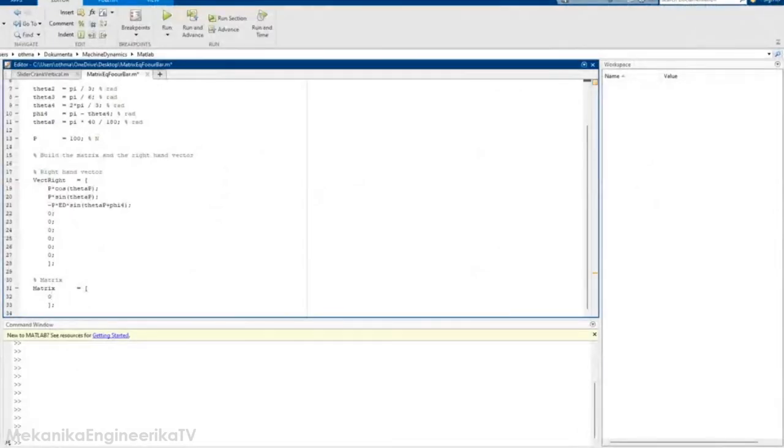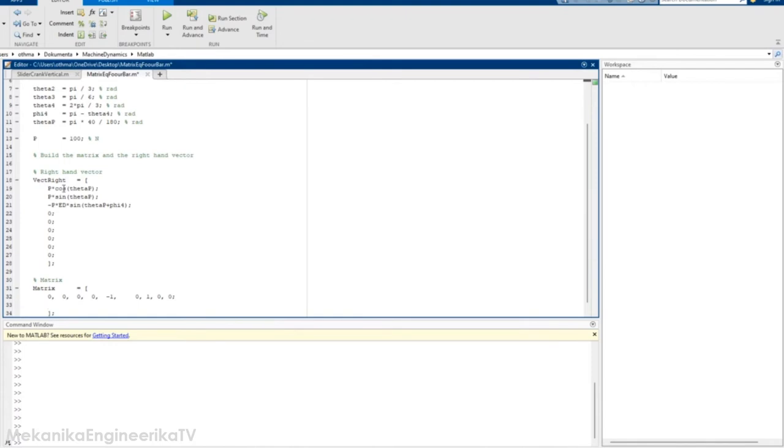First column 0. Now to tell I am moving from one column to another, I can make a space or I can make just a comma. I prefer making a comma. 0 for the second column, 0 for the third, 0 for the fourth, minus 1 for the fifth, 0 for the sixth, 1 for the seventh, and 0 for the eighth, and 0 for the ninth. Now I have completed the first row, so to move to the second row I need to put a semicolon. Okay, so I have defined the first row.